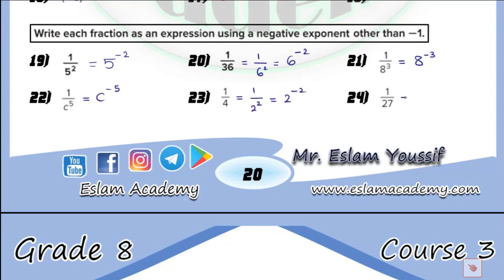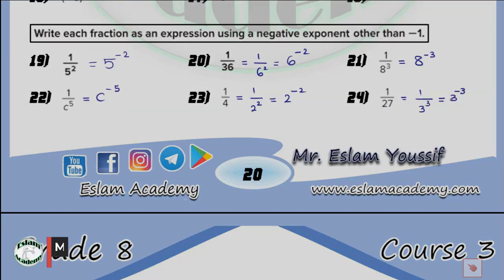1 over 27. At first, we know that 27 is equal to 3 raised to the power 3. So it will be equal to 3 to the power negative 3. Once we have a positive power down, it will be negative up.